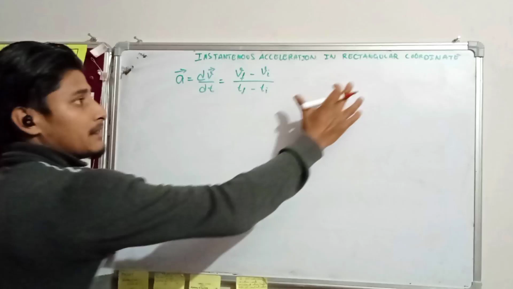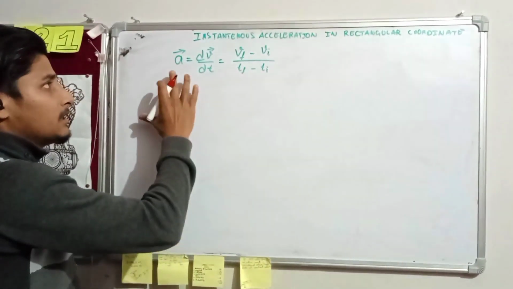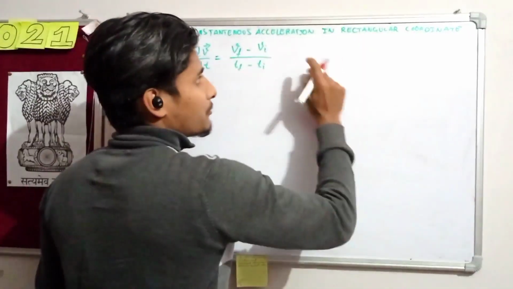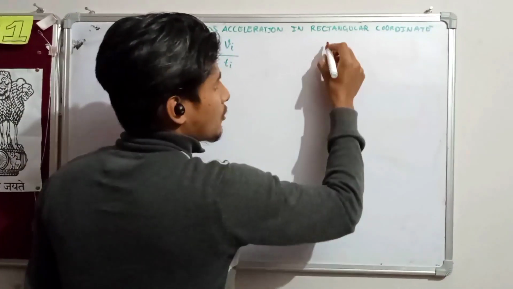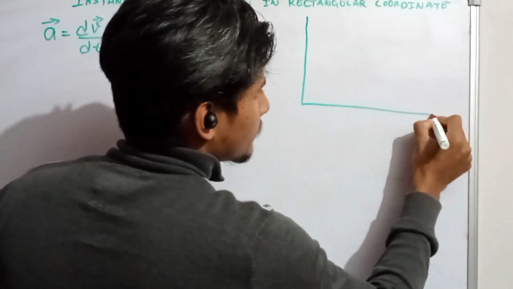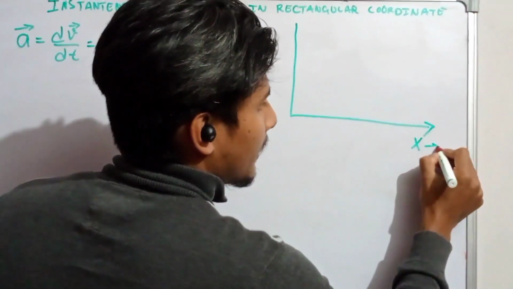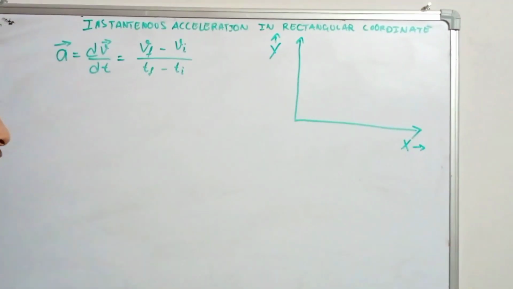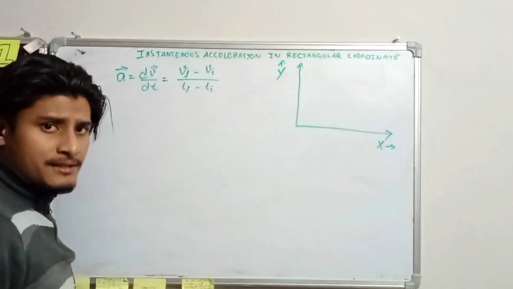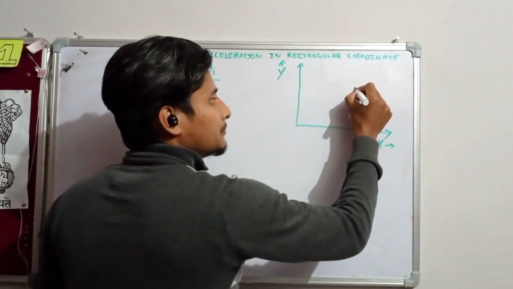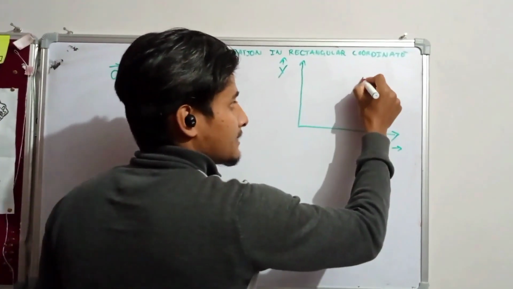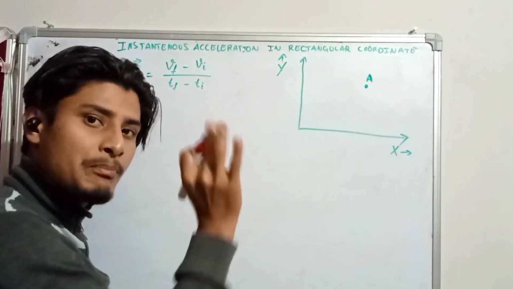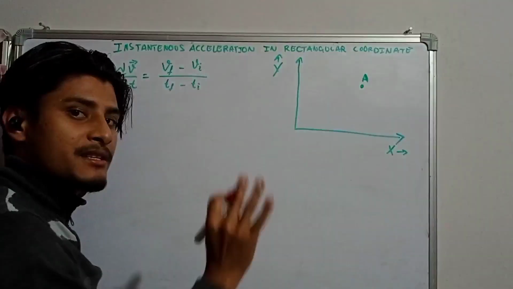So now let us see in the rectangular coordinate what the instantaneous acceleration derivation is, just a simple derivation for that. So in the rectangular coordinate, let me draw one. This is my x-axis and this is my y-axis, right? In the x and y axis, I will consider one point here and I will call this point A. So this is my A, any point on the xy coordinate which is placed in a space, right?